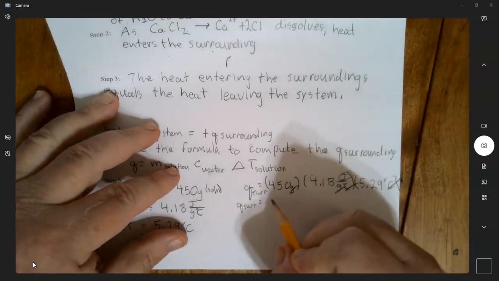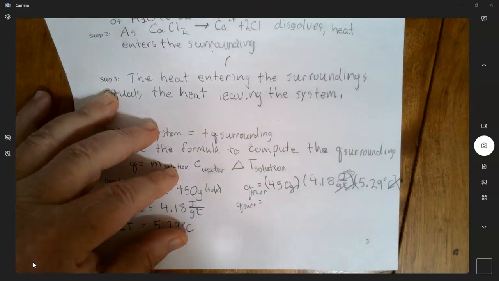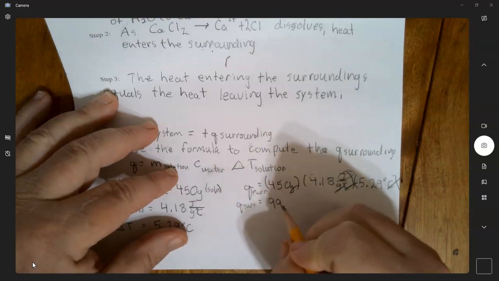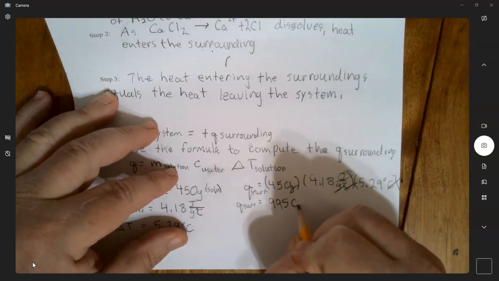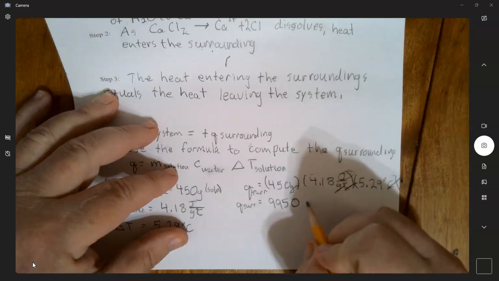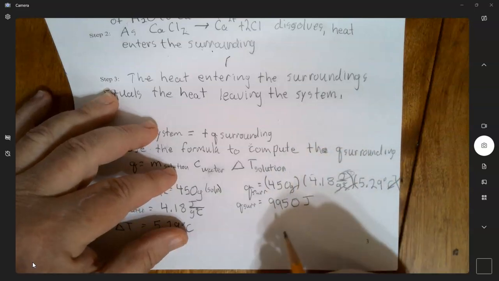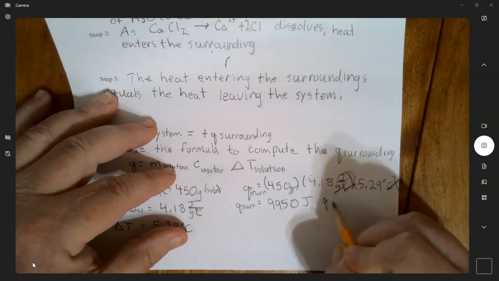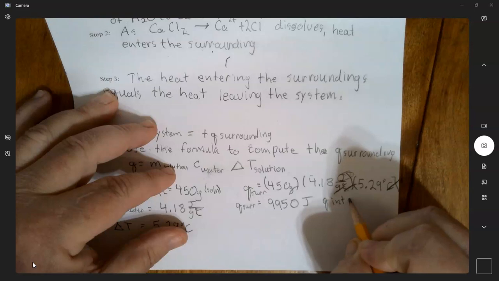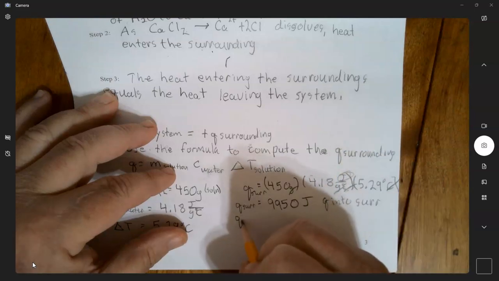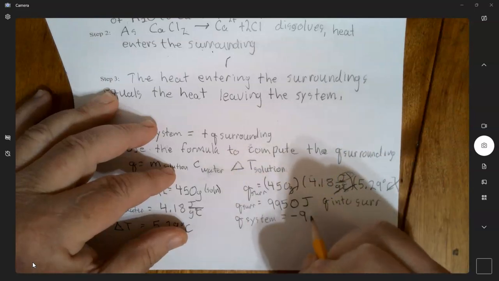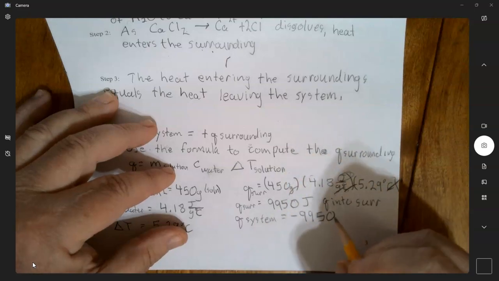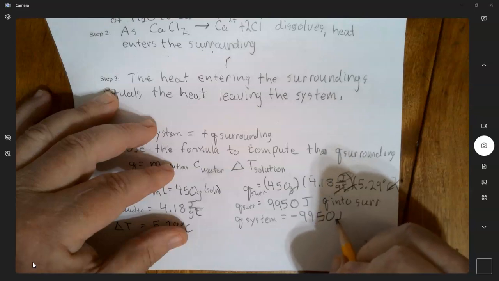That's the Q of the surroundings, and that equals 9,950. You can leave off the decimal points. That's already 4 significant figures, close enough. And that's joules. That's how much heat went into the surroundings. Q into surroundings. That means the Q of the system is the opposite of that: negative 9950. That's how much came out of the chemical bonds and the intermolecular forces combined.